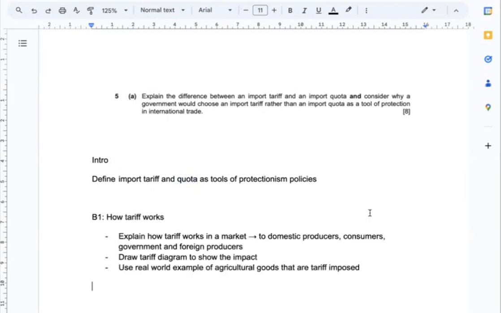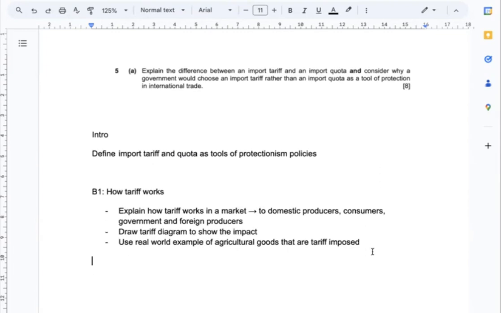And first, I'm going to explain how a tariff works. I can explain how a tariff works in a market, like what kind of impact it's going to bring to domestic producers, consumers, government, and foreign producers. And I'm going to draw the tariff diagram to show the impact. Also, there can be a real-world example of agricultural goods that have tariffs imposed to support the analysis.